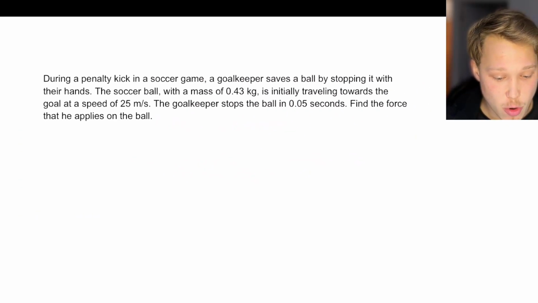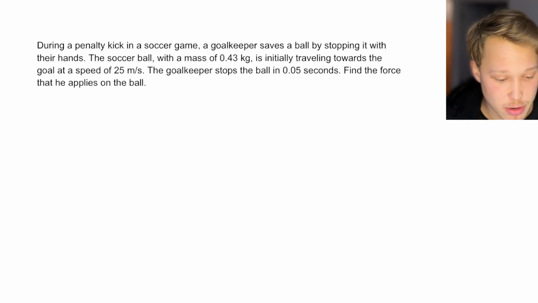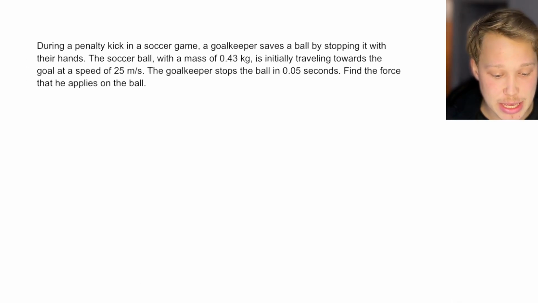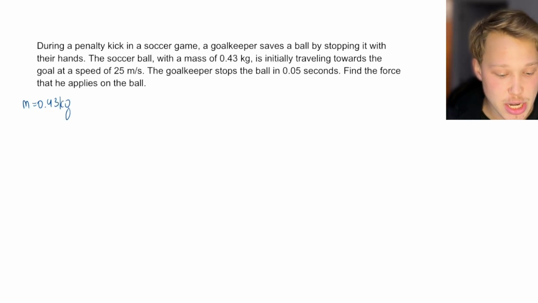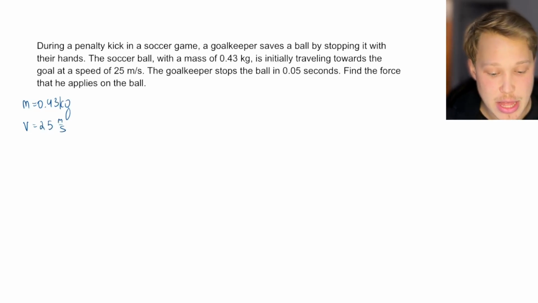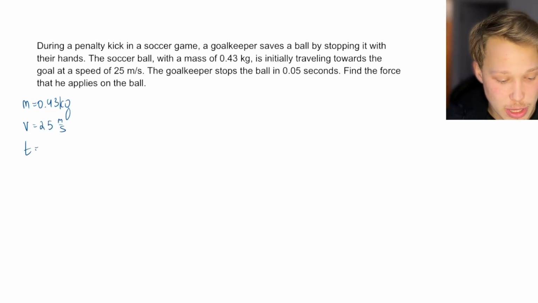Over here, we have a soccer game. During a penalty kick in a soccer game, a goalkeeper saves a ball by stopping it with their hands. The soccer ball, with a mass of 0.43 kilograms, is initially traveling towards the goal at a speed of 25 meters per second. The goalkeeper stops the ball in 0.05 seconds. Find the force that he applies on the ball.